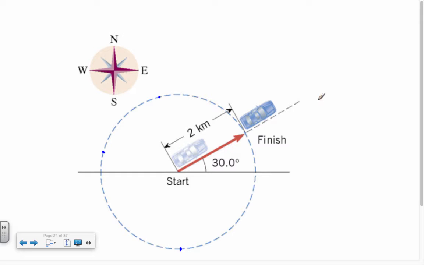If we say our car has traveled 2 kilometers, 30 degrees north of east, we're saying this direction is east. And we almost always measure from east going counterclockwise. And in this case, do you see how counterclockwise is from east towards north? So we've gone 2 kilometers, 30 degrees north of east. That tells us exactly where that car has ended.